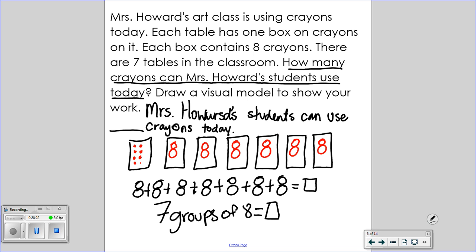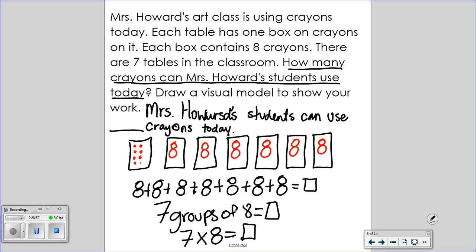Alright, let's try our multiplication equation. Kaylin, can you try it? 7 times 8. 7 groups of 8 equals. Equations always have equal signs. Box, square, F, I don't care. Alright, now you have to do the work. Figure out what is 7 times 8, or 7 groups of 8, or 8 plus 8 plus 8 plus 8 plus 8 plus 8.